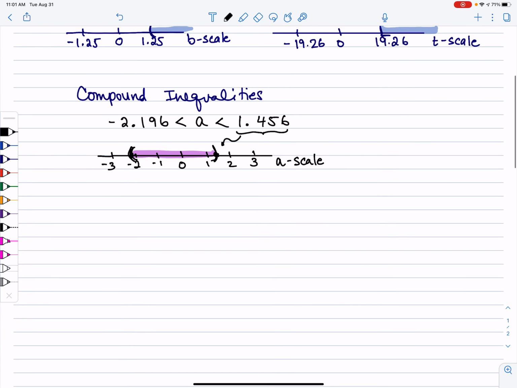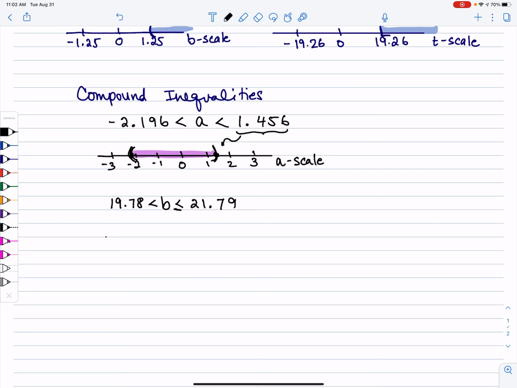We could have compound inequalities with an open interval and a closed interval. Let's say we have B to be greater than 19.78 and less than or equal to 21.79. So I'm just making up a couple of numbers to talk about the concepts.